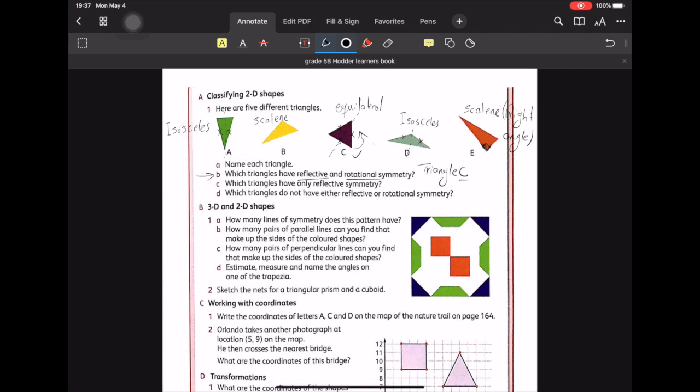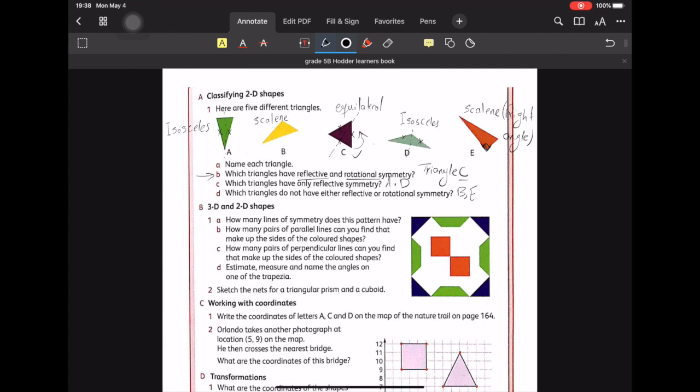Which triangle has only reflective symmetry? As I told you before, the answers are going to be A and D, which have reflective symmetry but not rotational. Which triangle does not have either reflective or rotational symmetry? The scalene triangles are obviously the answer for this question.